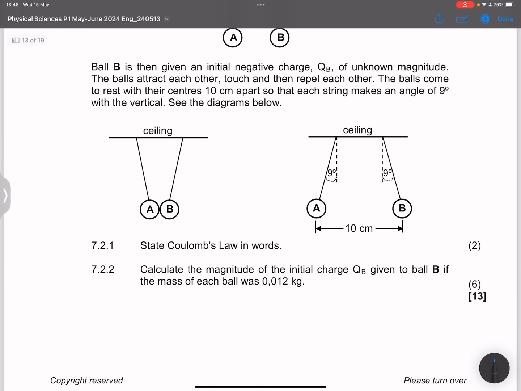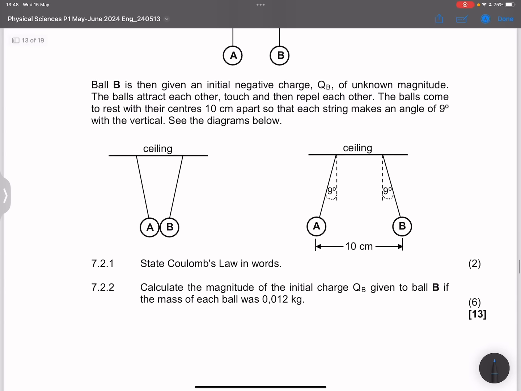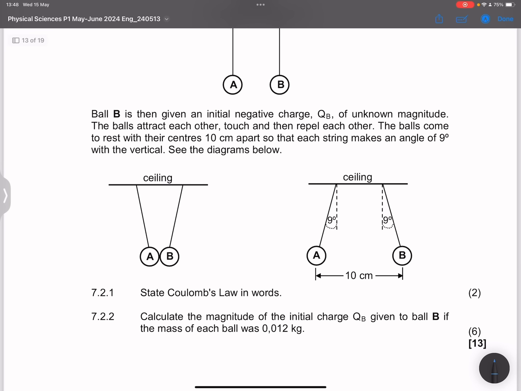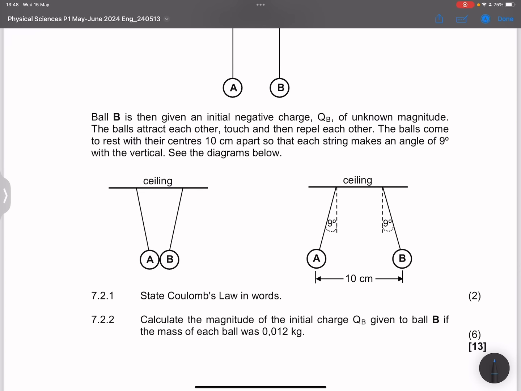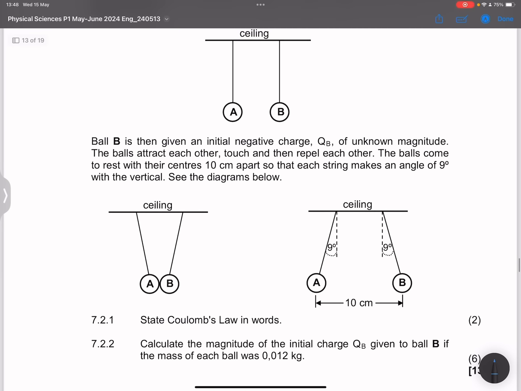Now they say state Coulomb's law in words. Ladies and gents, I'm not going to waste much time on the definitions. I believe at this stage you should know those definitions. So let's get to the next part of this question. They say calculate the magnitude of the initial charge QB given to ball B, if the mass of each ball is 0.012 kilograms.